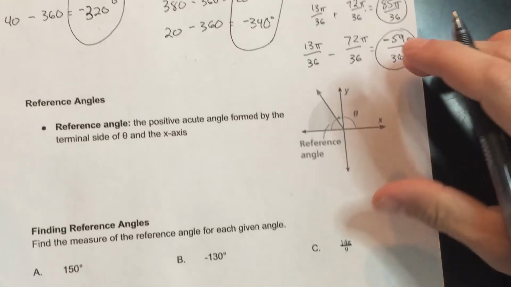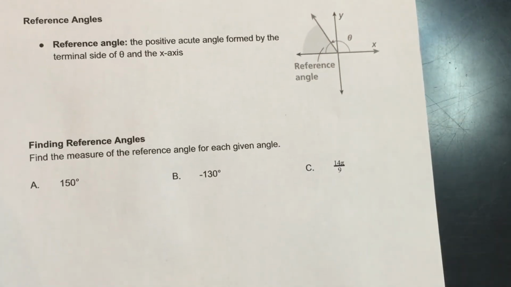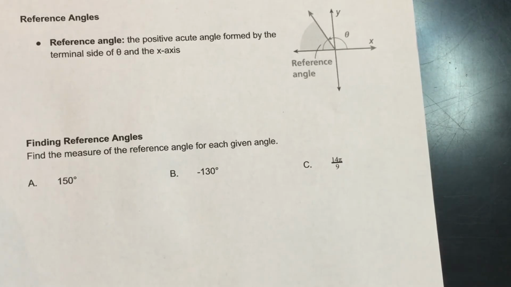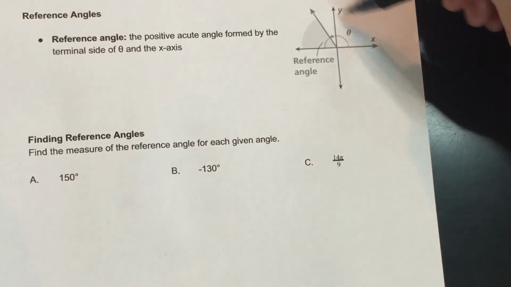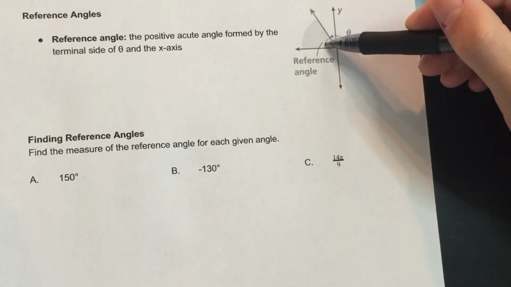Our very last thing we'll cover today is called reference angles. Reference angles is another kind of different vocabulary word, but it's very important for our next section. It is the positive acute angle formed by the terminal side of theta and the x-axis. So if we draw an angle like this, theta represents the angle. The reference angle is, what's this part?